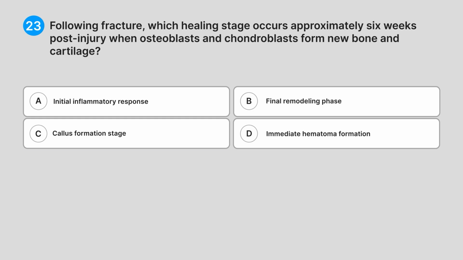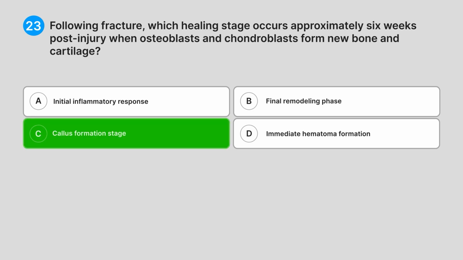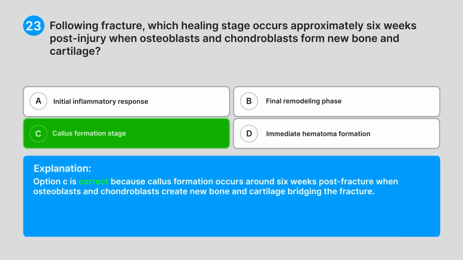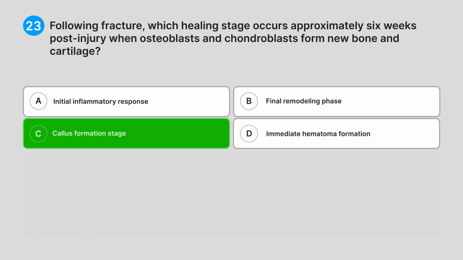Correct answer, C. Callus formation stage. Explanation. Option C is correct because callus formation occurs around 6 weeks post-fracture, when osteoblasts and chondroblasts create new bone and cartilage, bridging the fracture.